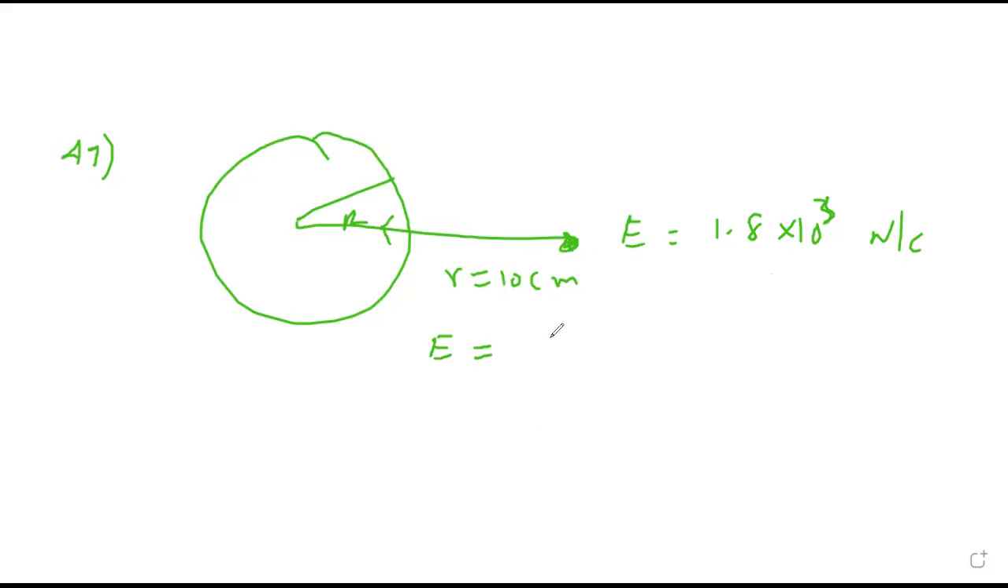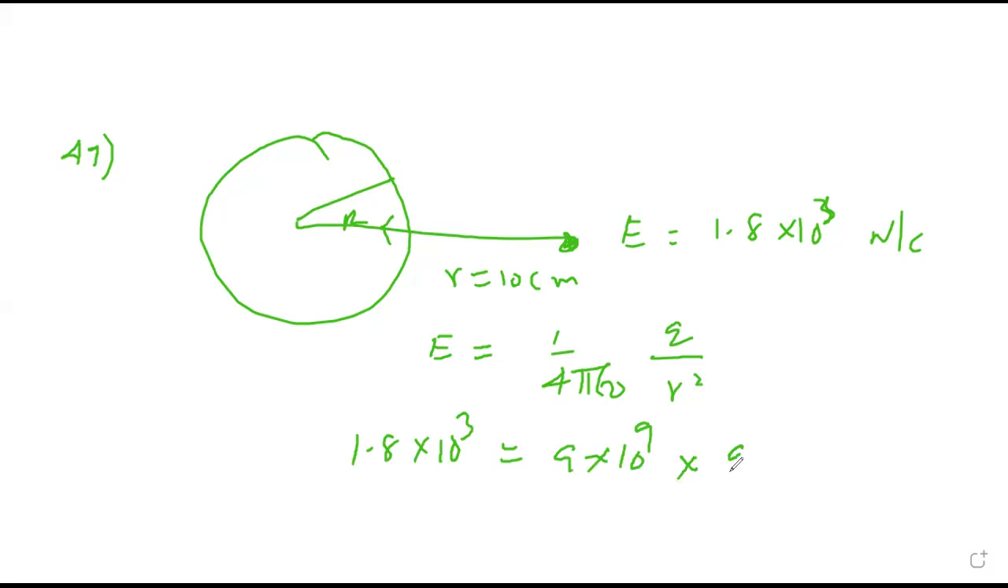Electric field near a charged sphere we are going to derive. It comes 1 upon 4 pi epsilon, q upon r square. By Gauss's theorem, we'll derive this in the next class. So the field is 1.8 into 10 raised to 3, and 1 upon 4 pi epsilon is 9 into 10 raised to 9. Charge is to be calculated, and r is given 10 centimeter, which is 10 raised to minus 1 meter.